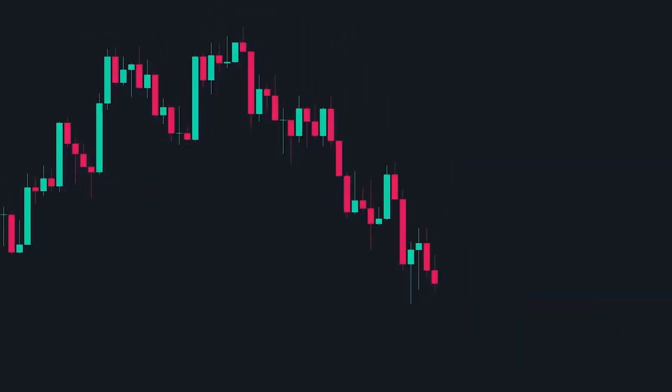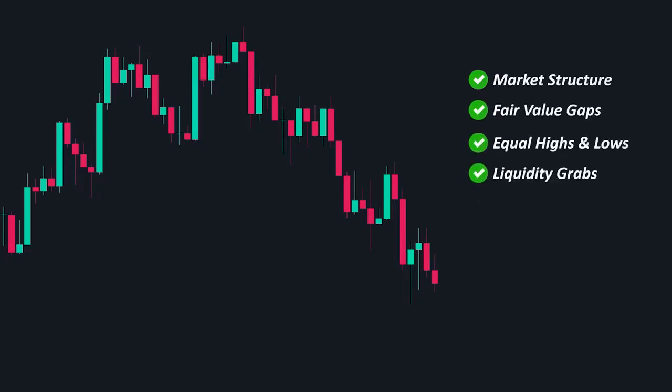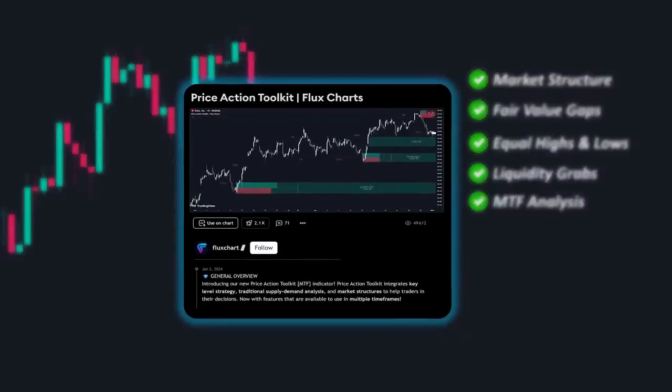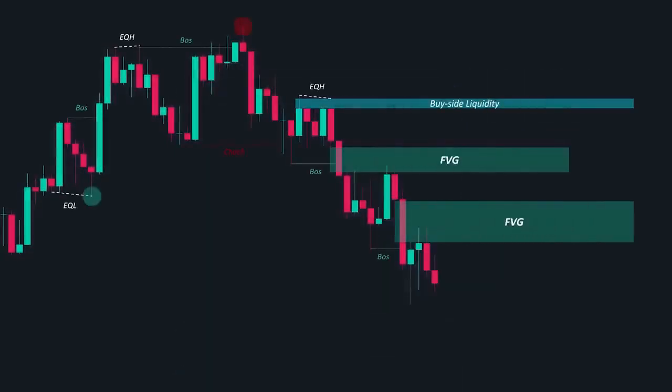And let's get started. Like I mentioned, these strategies focus on market structure, fair value gaps, liquidity grabs, equal highs and lows, and multi-time frame analysis. But here's the best part. We are not going to mark these manually on the chart. Instead, we will use the price action toolkit indicator to automatically identify them for us. So, without wasting any time, let's start with the first setup.